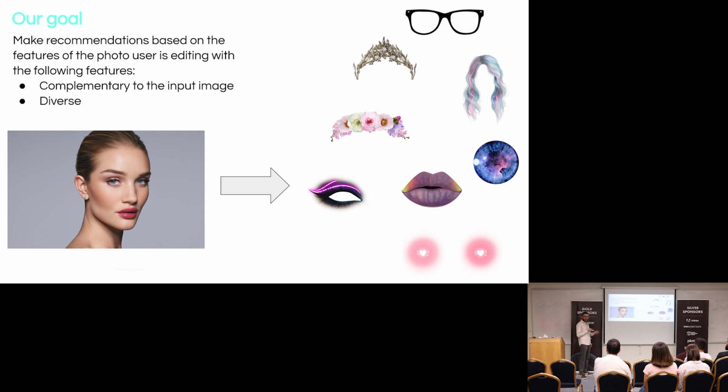So what would we like the ideal recommendation system to look like? For example, if this is the input photo, we would like to recommend these kinds of stickers. As you can see, there are two properties for these recommendations. We'd like them to be diverse, not just recommend, I don't know, eyelashes, or only this type of thing, but diverse things. Also, surely the most important thing, they should be complementary to the input image. This is the high level.